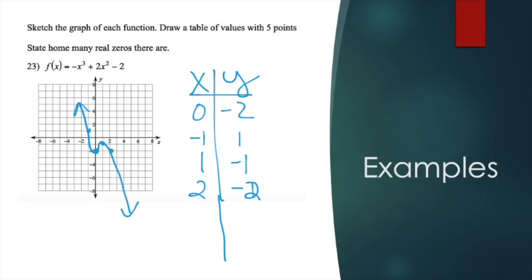Now, let's just for right now not worry about that 5th point. The part that I really want to make sure you can do is this part here. State how many real zeros. When I said zeros, what does that mean? Solutions. What is another thing? Times it crosses the x-axis. How many times does that cross the x-axis? 1. That means it has one real zero. So the answer is just 1. One real solution, one real zero.